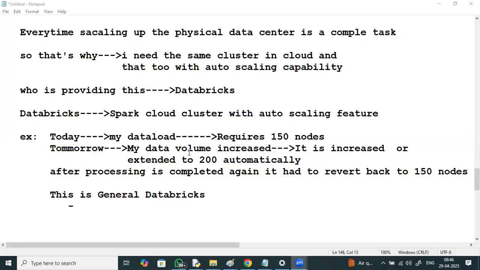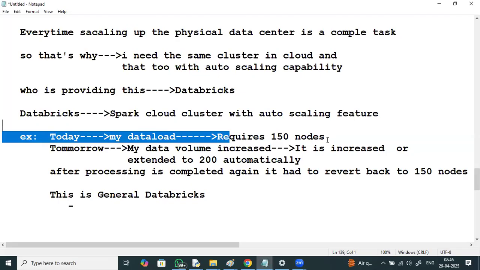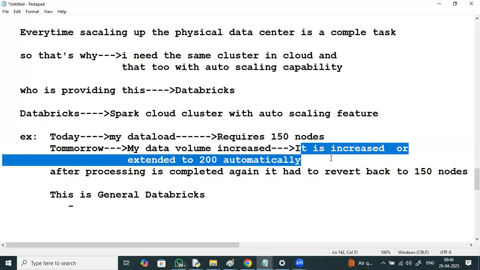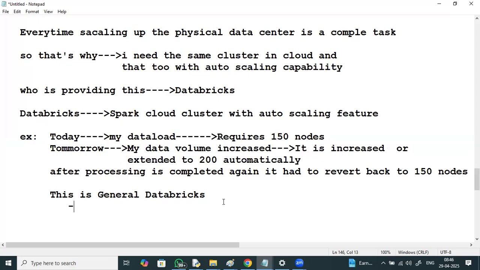See, if today my data load is this, I require this many nodes. But tomorrow the data volume has increased, huge volumes of incoming data, so automatically it has to extend up to 200. So we will be providing the range. Whenever you are creating a cluster, you will be providing a range: minimum this much, maximum this much.